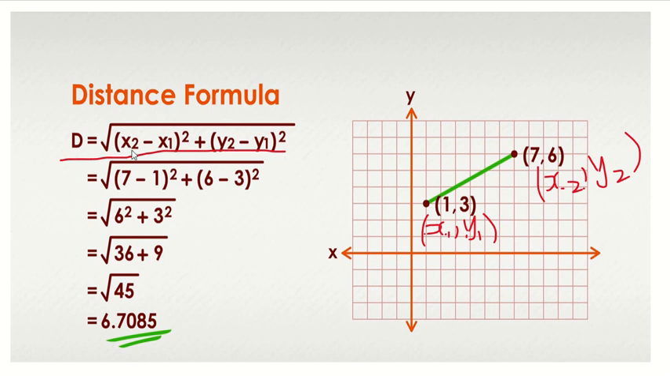So we know x2 minus x1 the whole square. What is x2? 7 minus 1 the whole square plus 6 minus 3 the whole square. So root of 6 squared plus 3 squared, that is 36 plus 9, which is root 45. It gives you 6.7085. This is the distance formula to find the distance between two coordinates. If I want to find the distance between 2 points, I can use this formula. Distance is nothing but the square root of (x2 minus x1) the whole square plus (y2 minus y1) the whole square.